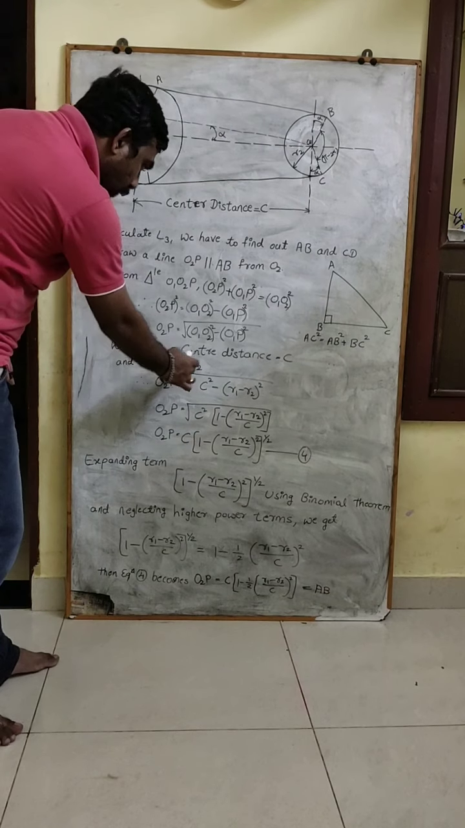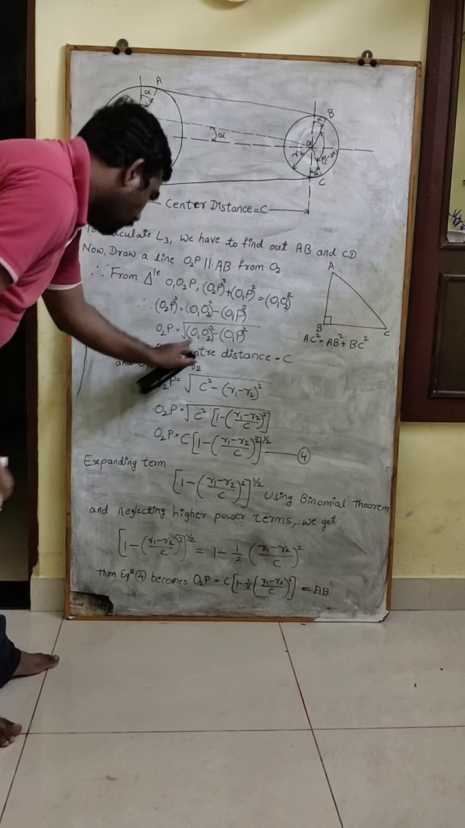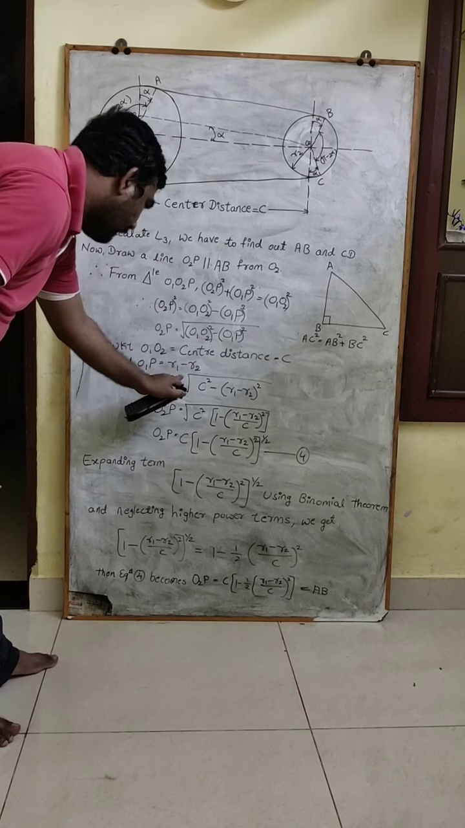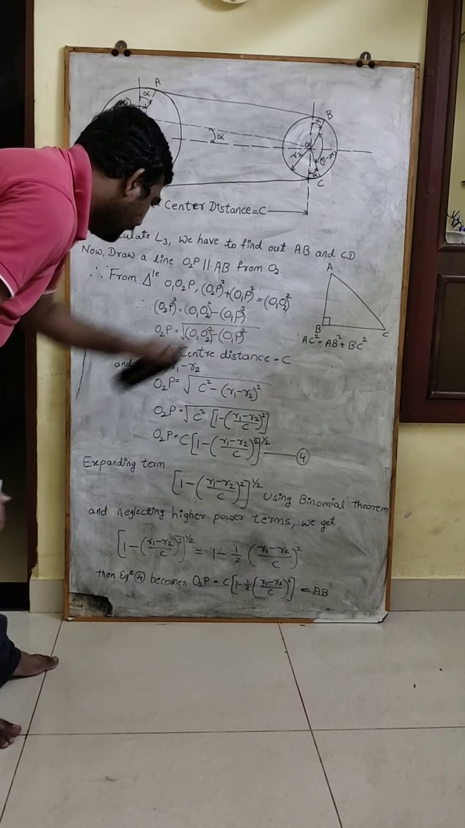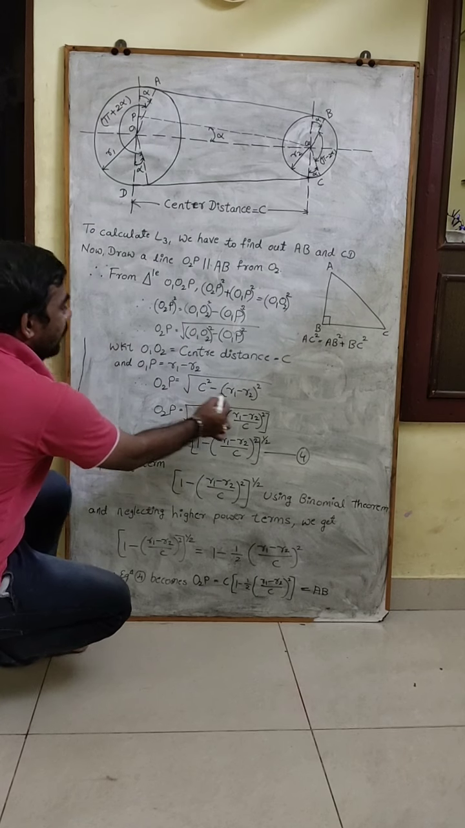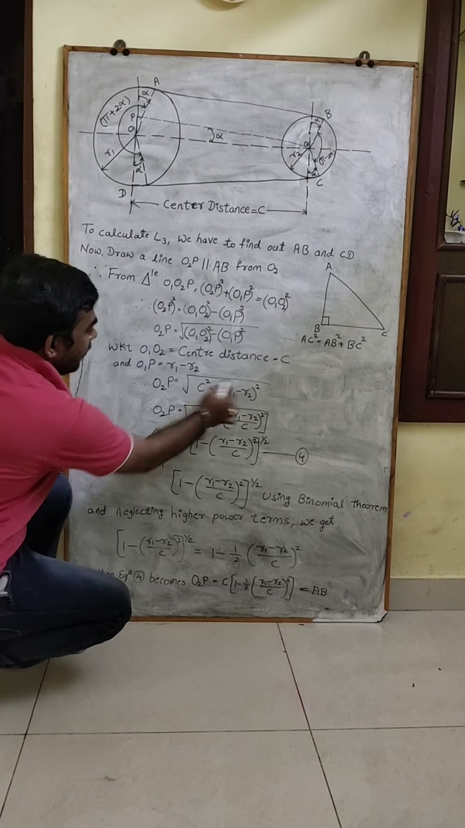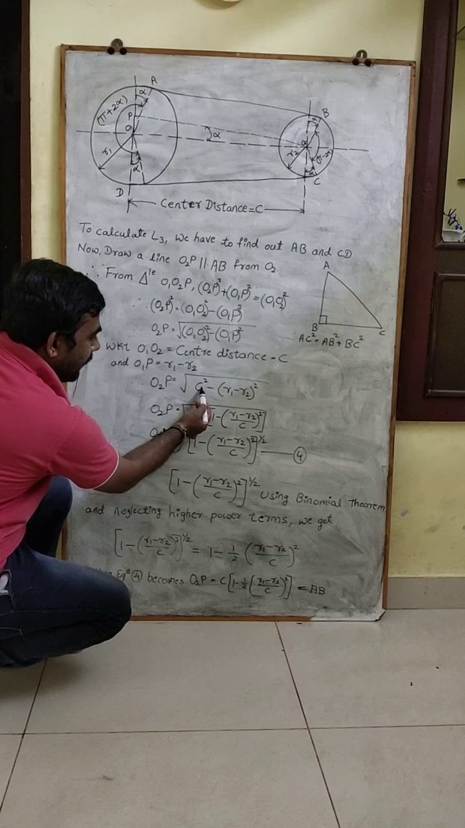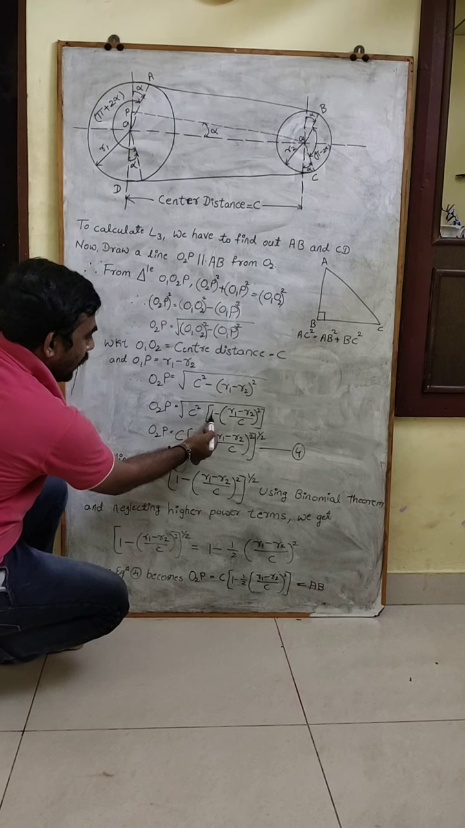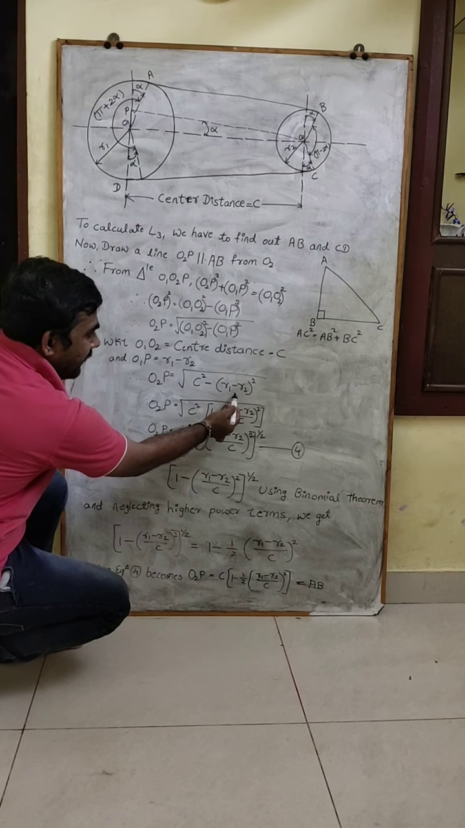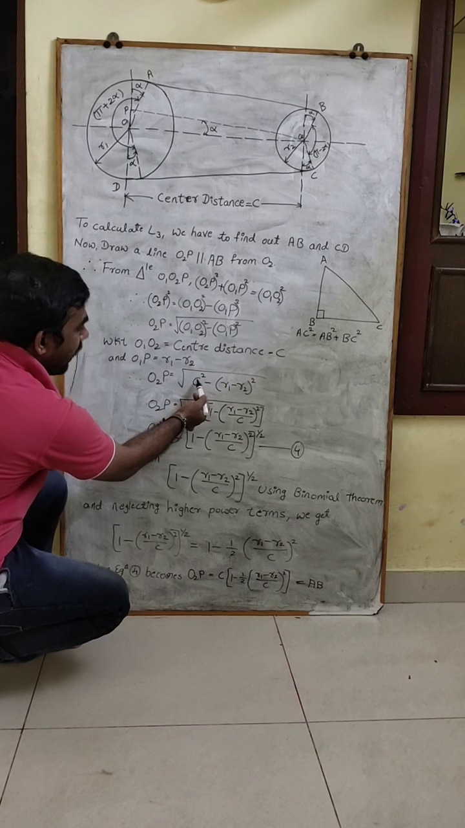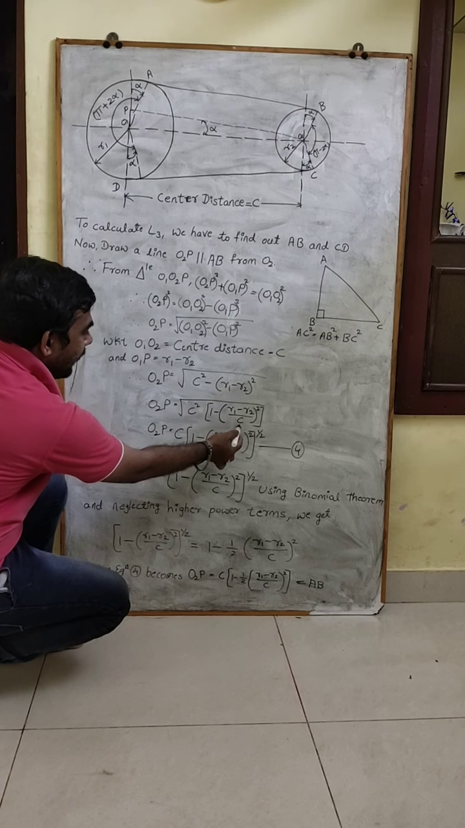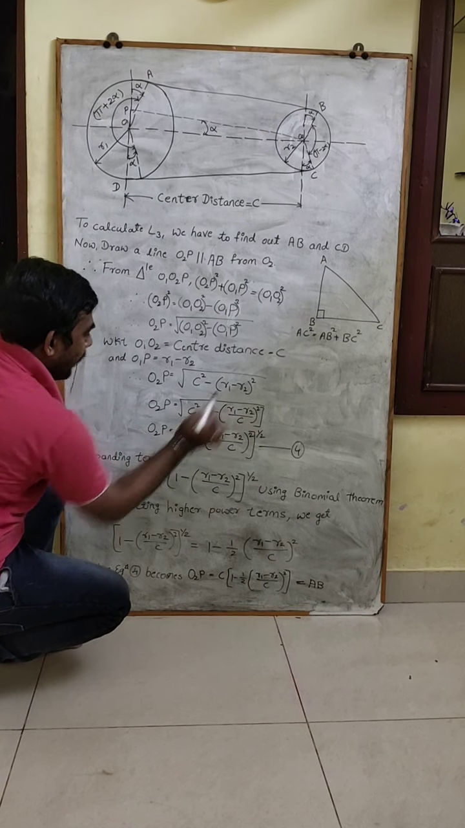So substitute these two values in this equation. O1O2 is equal to the center distance C, and O1P is equal to R1 minus R2. If you substitute these here, O2P equals the square root of C square minus (R1 minus R2) square. In this equation, I will take C square outside, C square into 1, with C square as it is. Here we don't have any C square term, so we have taken C square as the common term. That's why it becomes a denominator: (R1 minus R2 by C) whole square.